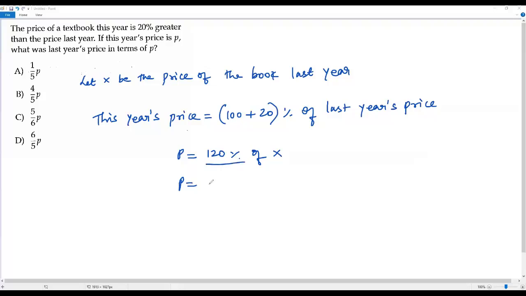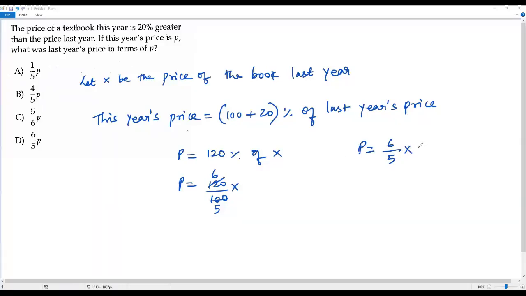Since it's a percentage, we can write this 120% as a fraction. That is 120 over 100, since it's a percentage I take denominator 100, times X. Okay, both of them are multiples of 20. So 20 goes into 120 6 times, 20 goes into 100 5 times. I get P equals 6 over 5 times X.